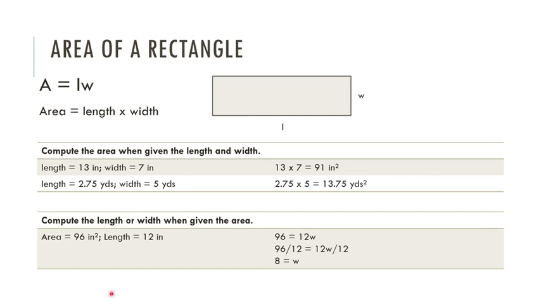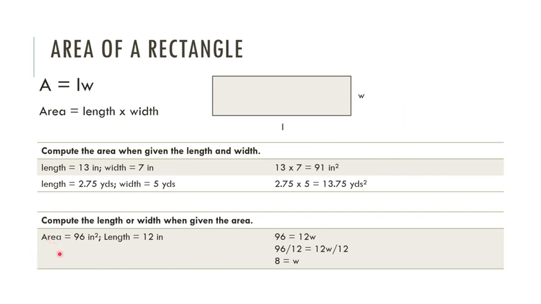Now let's look at the area formula of a rectangle. That's going to be area equals length times width. So for computing, we're basically just multiplying the length and the width together, and it's pretty straightforward. We're just multiplying those 2 dimensions together.